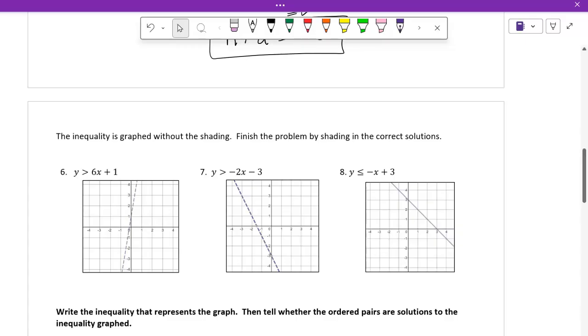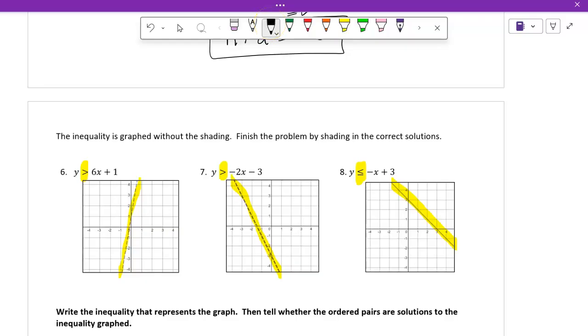Next it says the inequality is graphed without shading. Find the solution by shading the correct solutions. So first thing I want you to notice, some of these lines are dashed, and one is solid. Look at the inequality signs that match it.